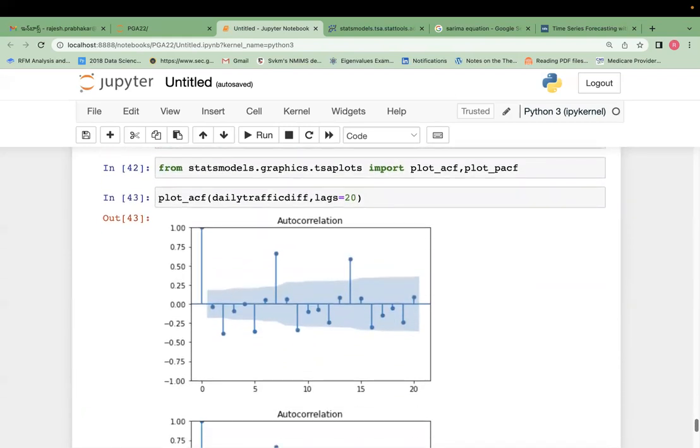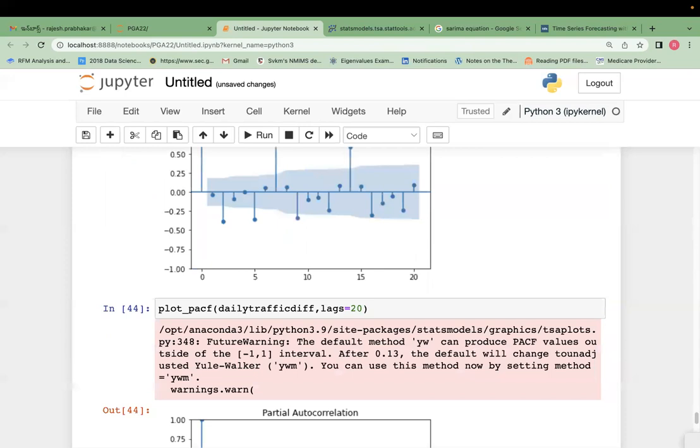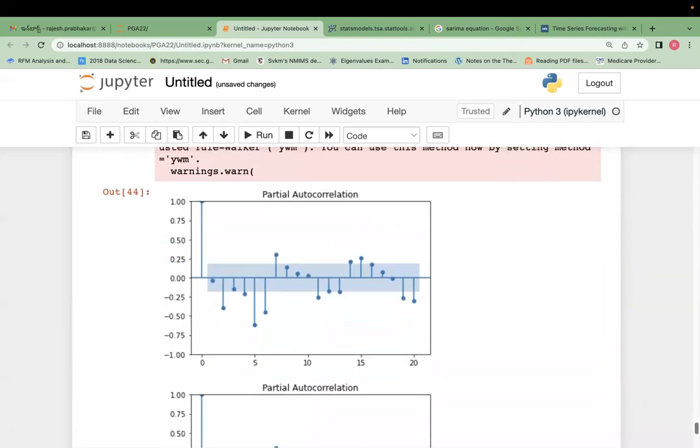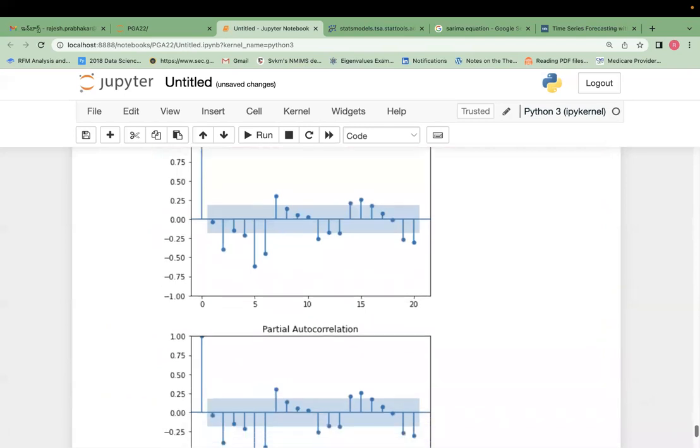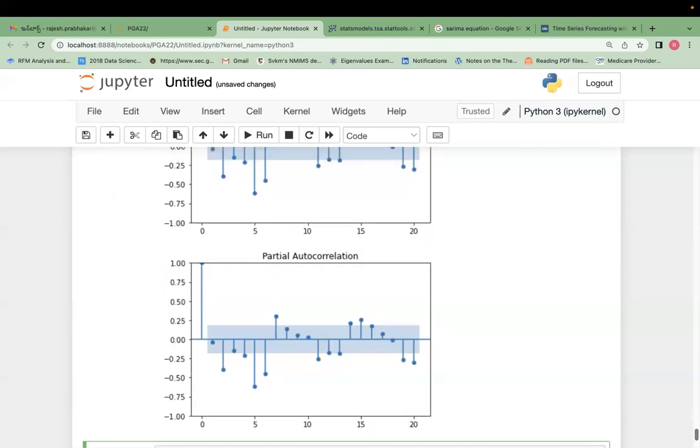So you can see here, we can also do plot_pacf(daily_traffic_diff, lags=20). Here also there's a big change at 0 lag. The peak is at 0 lag.